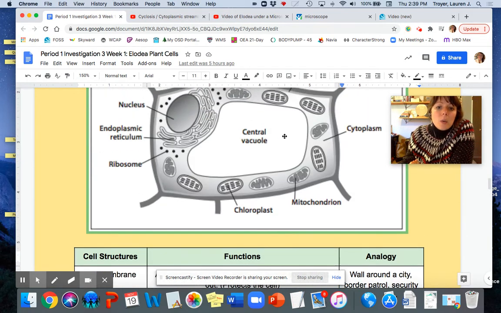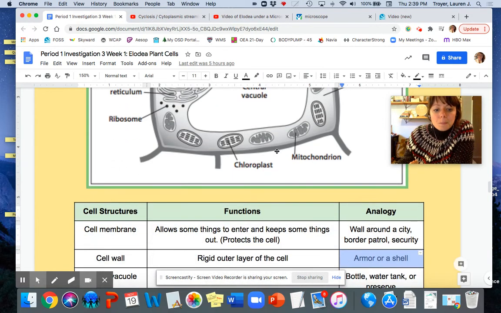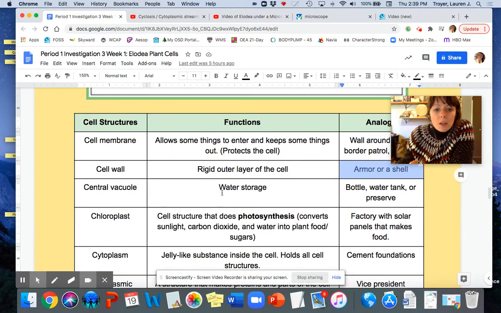The central vacuole is this big, giant structure holding water, sometimes other substances. But in this case, it holds water for a plant. And if you've ever seen a wilted plant, then you're seeing a plant with cells that are empty. They have central vacuoles that are empty of water. And then once you water it, the vacuoles will be able to fill back up and it'll look plump and healthy again. So water storage, and we said maybe a water bottle or a water tank.